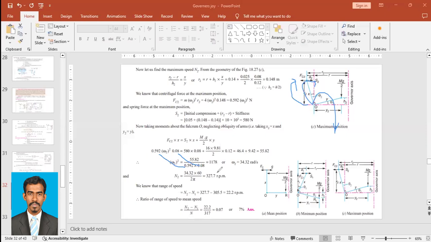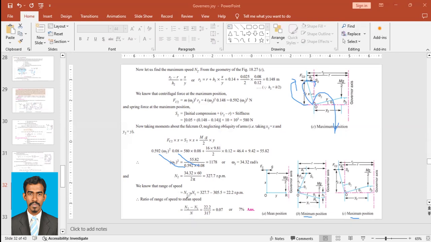And the question asked was to find the range of the speed. So the range of the speed is the range between minimum and maximum positions. At minimum position, we have found that it is 305.5 RPM, and at maximum position, we have found that it is 327.7 RPM. So the range is maximum minus minimum, which is equal to 22.2 RPM.